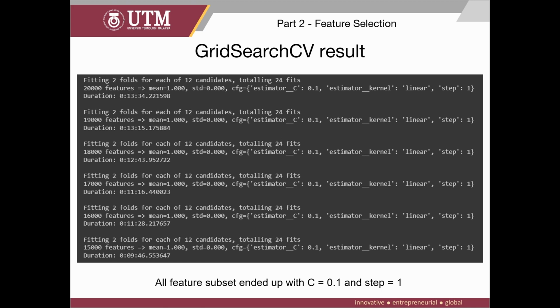Also, according to grid search CV, the best hyperparameter for SVM RFE for all feature subsets is by using the C hyperparameter of 0.1 and using SVM kernel of linear and SVM-RFE with step 1.